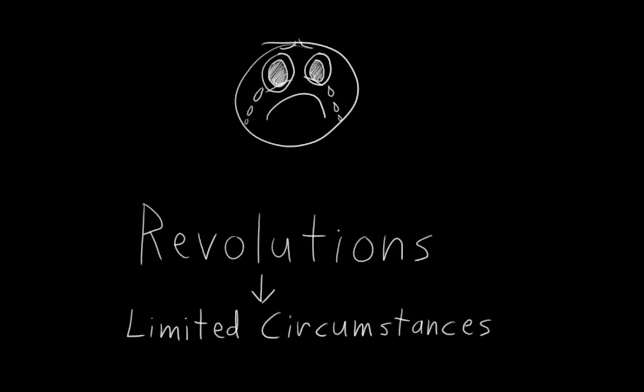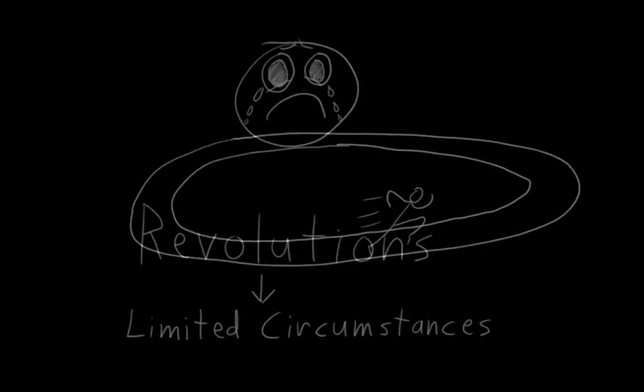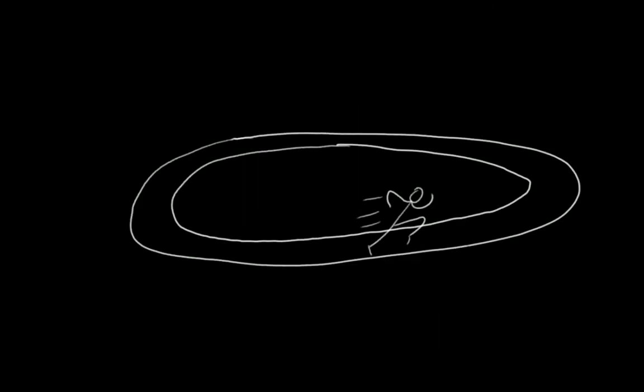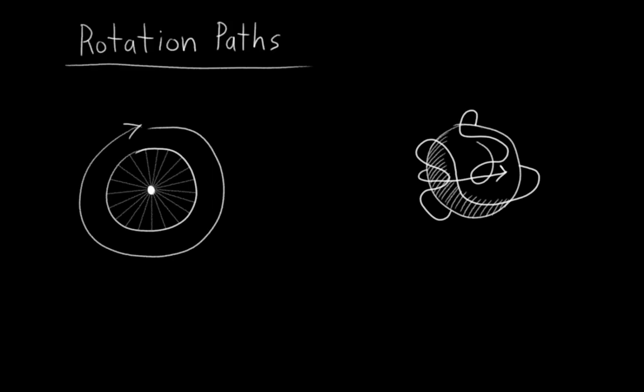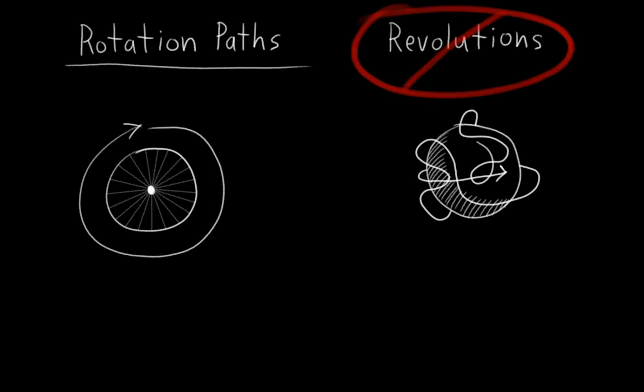One of the really sad implications of this is that the concept of revolutions is only meaningful in a limited set of circumstances. Revolutions are predicated on the notion of a single, fixed, looping path. It's simply the number of times you've traversed that path. With 2D rotations, that's not a problem, because 2D rotations are always a fixed, looping path. But in 3D, we have no such guarantees. The path could be anything, and it certainly doesn't have to form a closed loop. And that's why I call this concept rotation paths, and not revolutions.